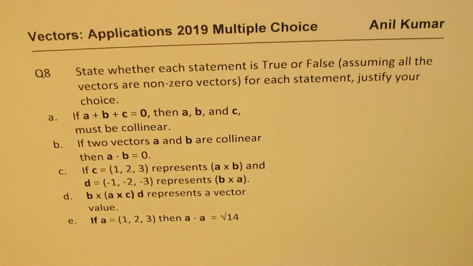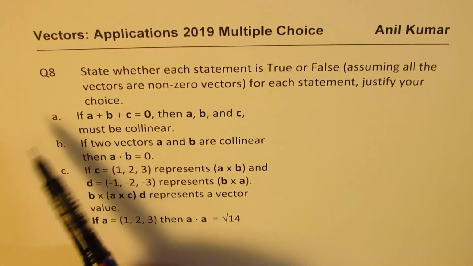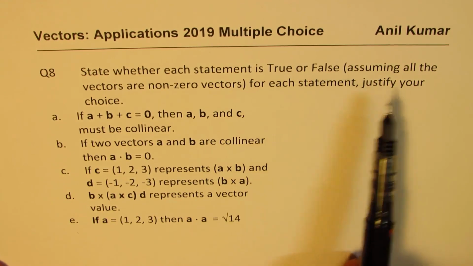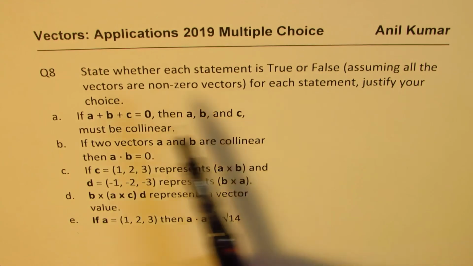Now, question number 8 here actually is a true or false question. You need to justify your answer. State whether each statement is true or false, assuming all the vectors are non-zero vectors. For each statement, justify your choice.